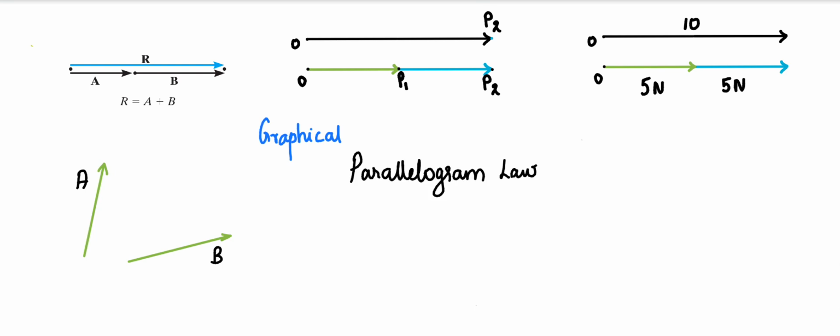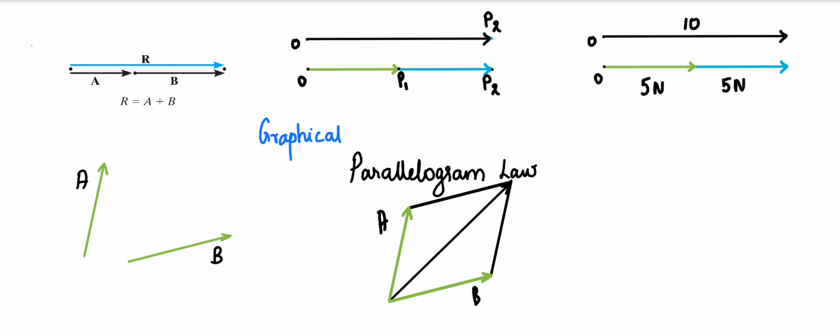So the parallelogram law states that if two vectors are acting, I have to combine these two vectors at a concurrent point like this and complete the parallelogram by drawing parallel lines, for example parallel to the a vector and parallel to the b vector. After completing this parallelogram, the diagonal is the resultant of a plus b.